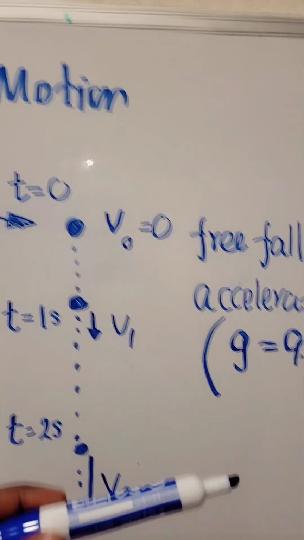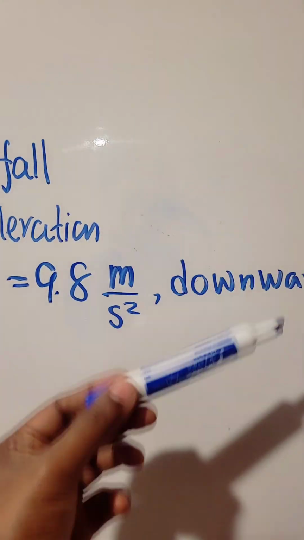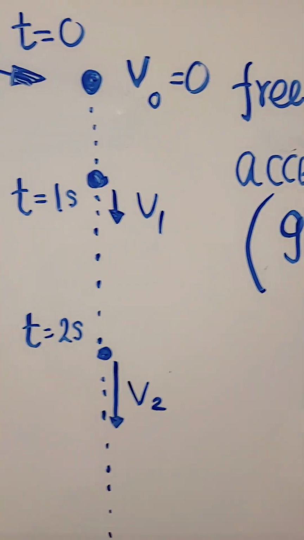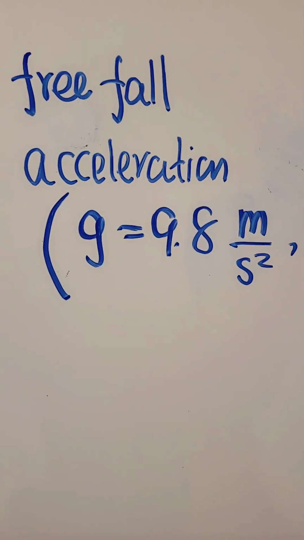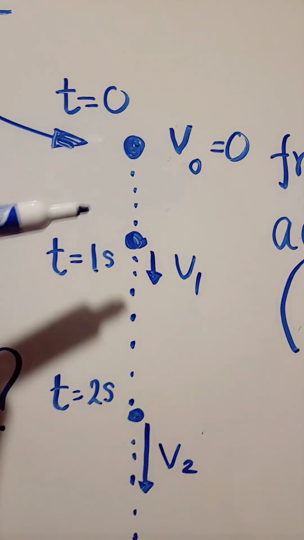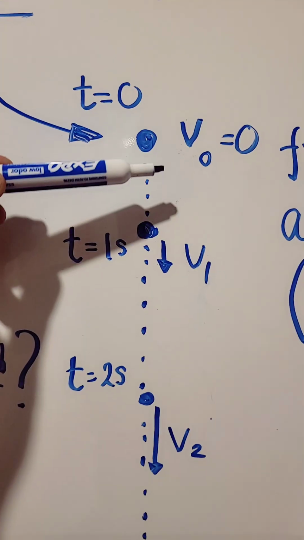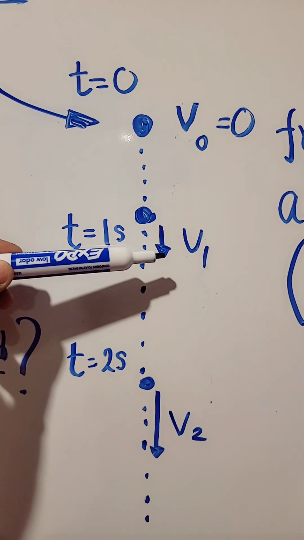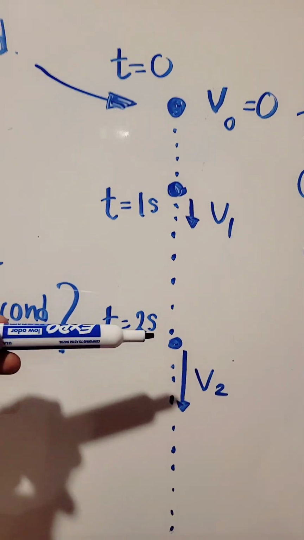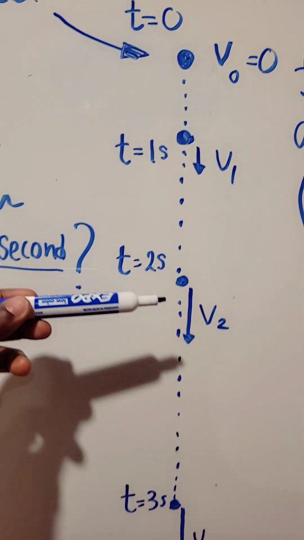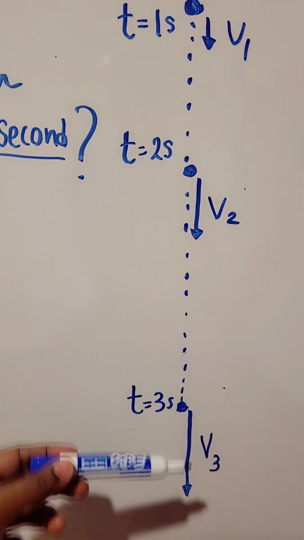Free fall means we have free fall acceleration of 9.8 meters per second squared in the downward direction. There's a constant acceleration downward with this value, 9.8 meters per second squared. It's released at t equals 0, and at 1 second it's going to gain speed because it's accelerating, and the speed is going to increase in the downward direction. Then at 2 seconds, this is the position, and at 3 seconds, that's the position of the object, and that's the velocity vector.